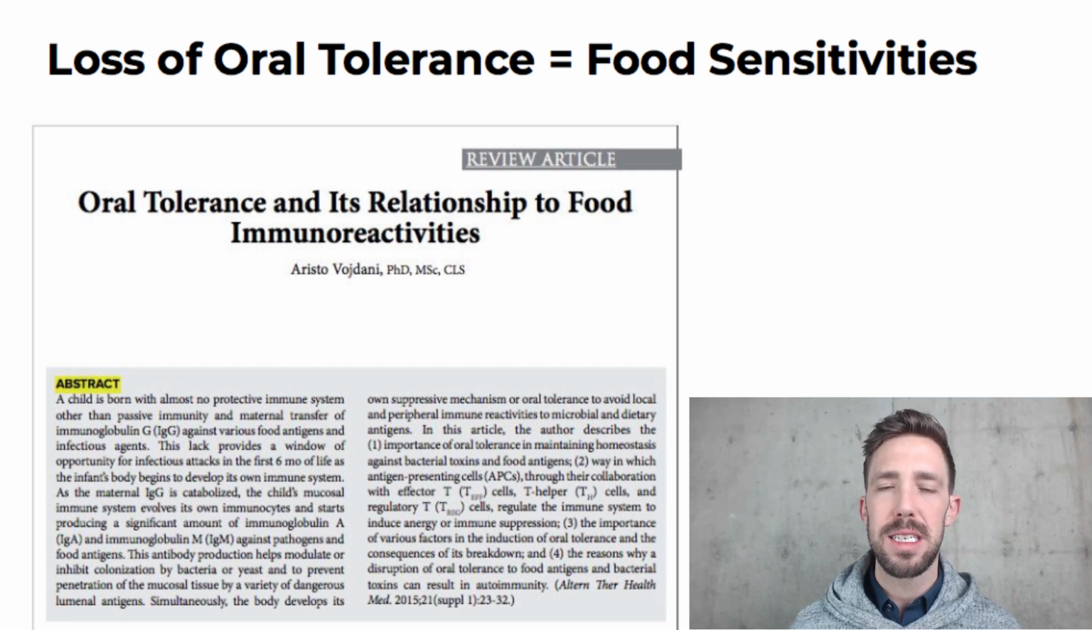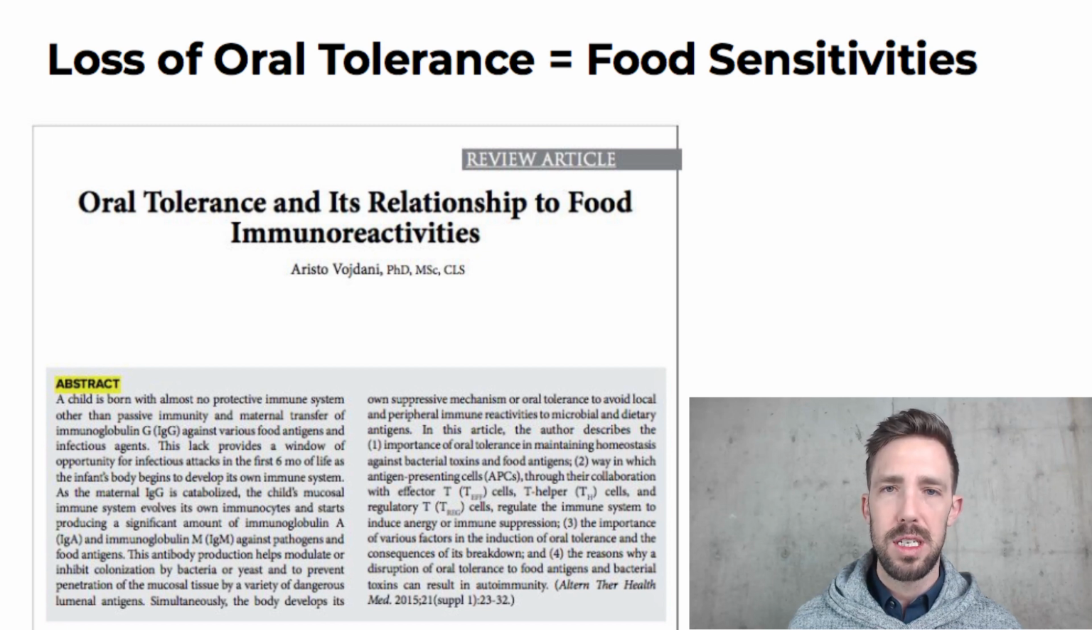tolerance. And what that means is that you have food sensitivities through a leaky gut and through different things in the gut, but your body begins to flag these foods as bad guys and it mounts an attack on them. And that can often be the gateway to autoimmune disease. I'll show a graphic here in a second that just shows how that happens, but just know that that can absolutely be the gateway. And here's a review article paper here, oral tolerance and its relationship to food immunoreactivity.